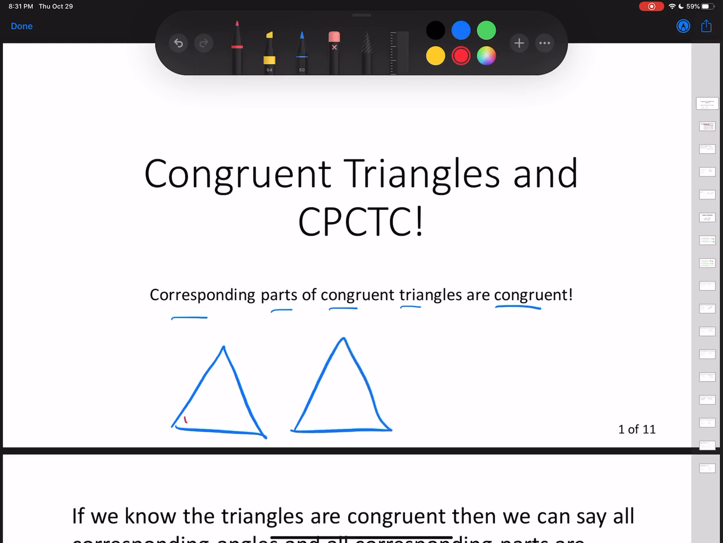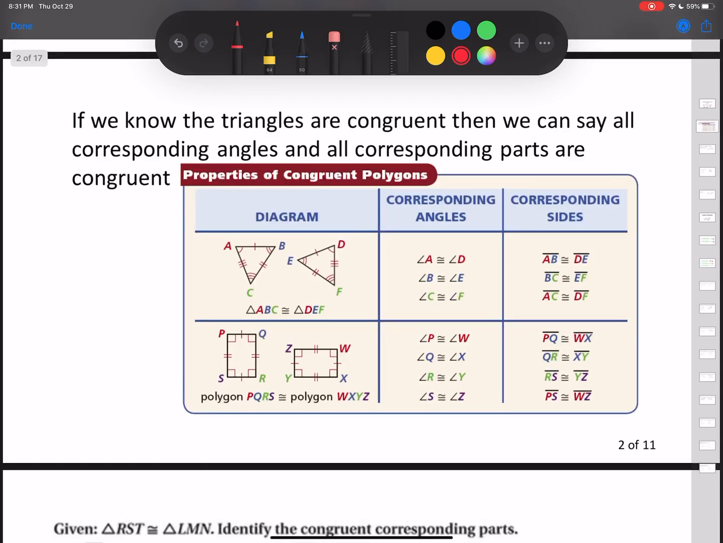a triangle? So I have this angle, and a corresponding part would be the same value on the other side. And then I have the second angle, and I have my third angle. So we have three angles we can talk about, and we also have sides. So we have three different side lengths. So in total, there are 6 corresponding parts for triangles. All right, so if we know that triangles are congruent, we can say that all the corresponding angles and all the corresponding parts are congruent.